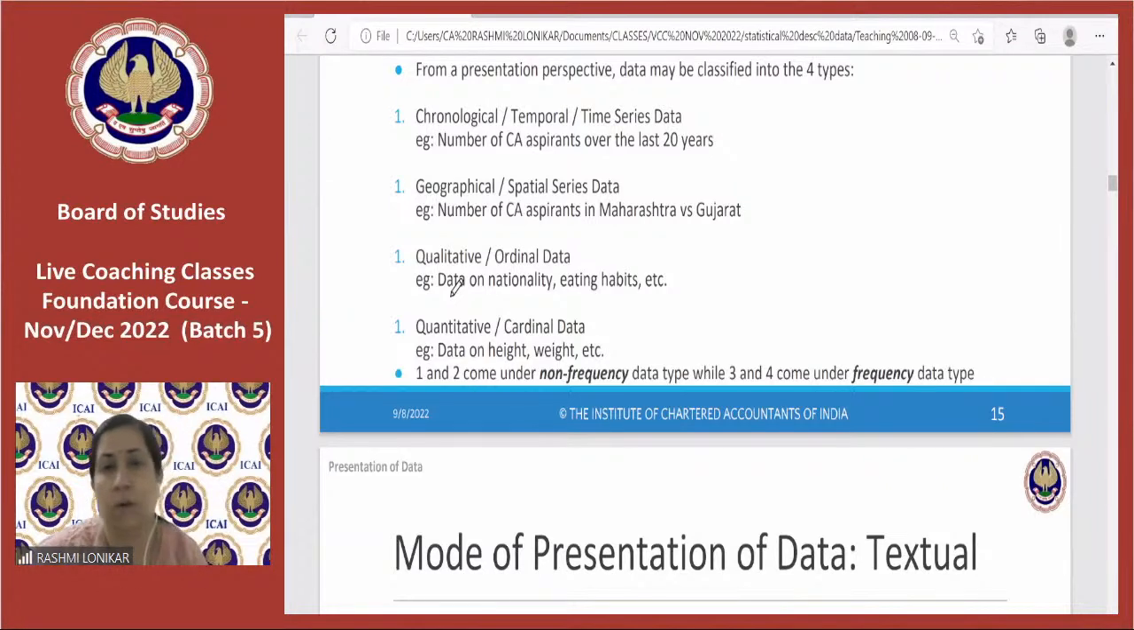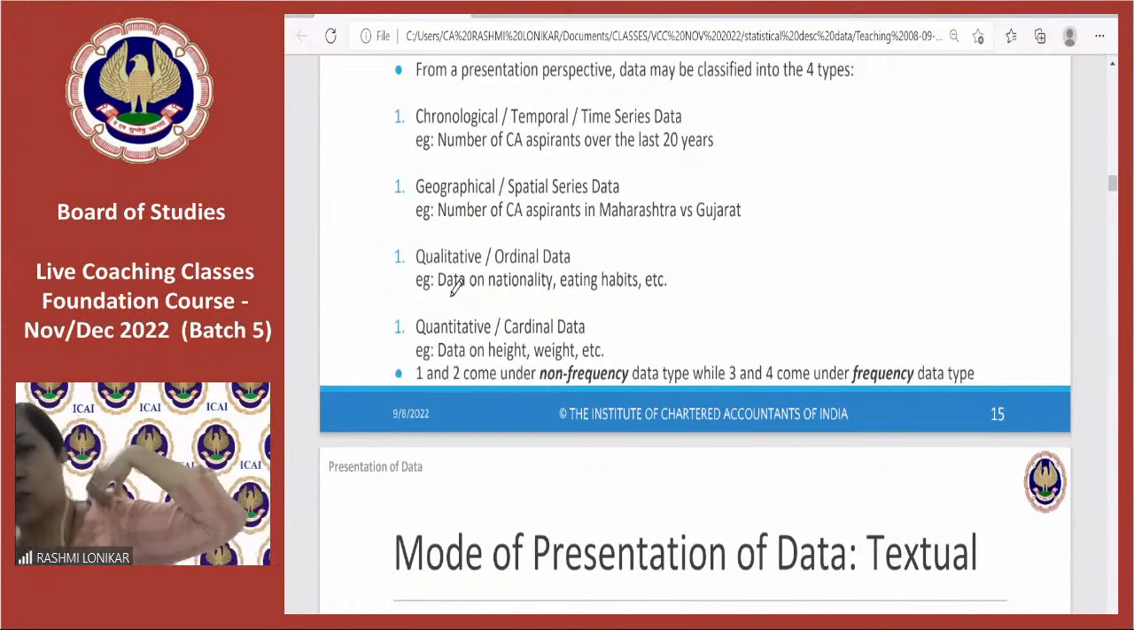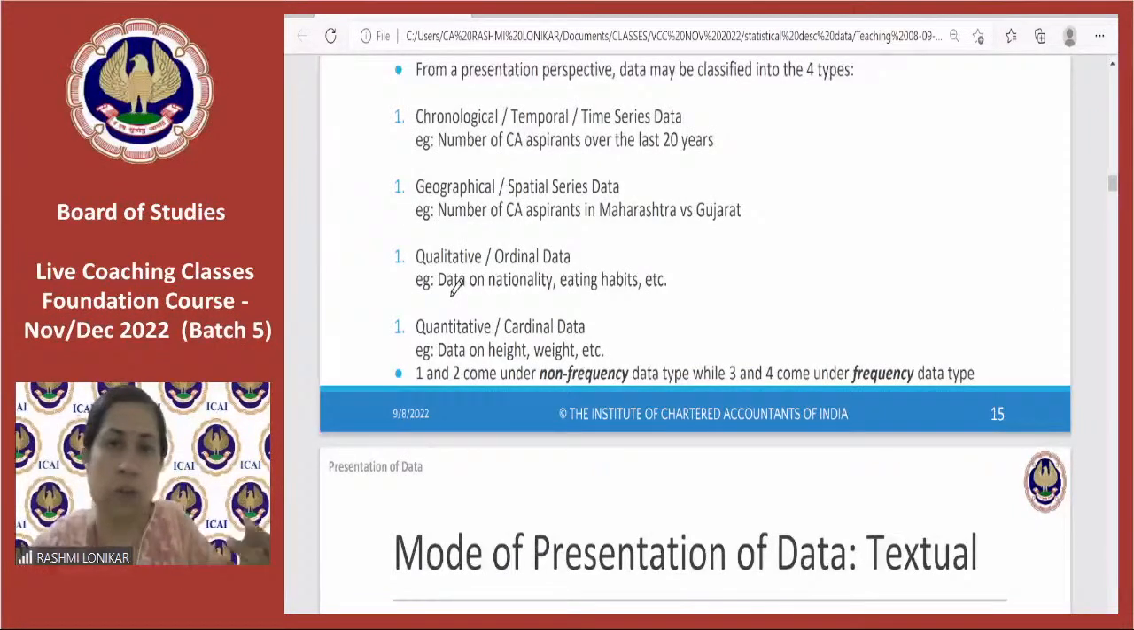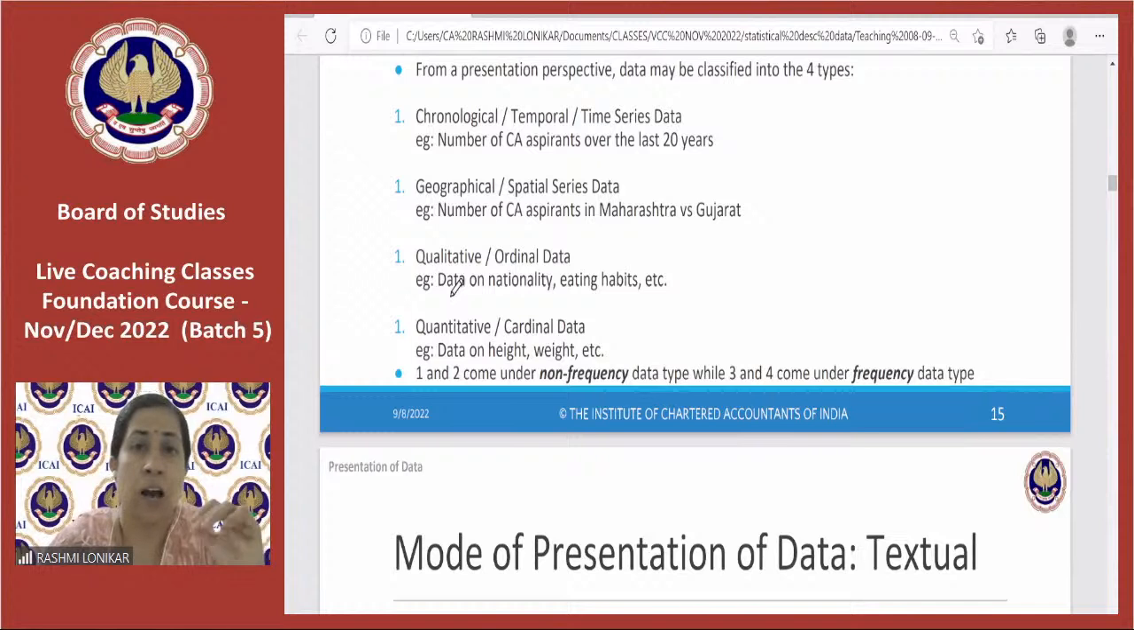Then qualitative or ordinal data is when I'm gathering information about nationality. So suppose I want to see how many foreign tourists visited India during Kumbh. In that case, information will be gathered about domestic visitors and international visitors, but I'm interested to know about the nationalities. So in that case, I will collect the qualitative or ordinal data, which is information that I'll ask the people, which country they belong to. Okay.